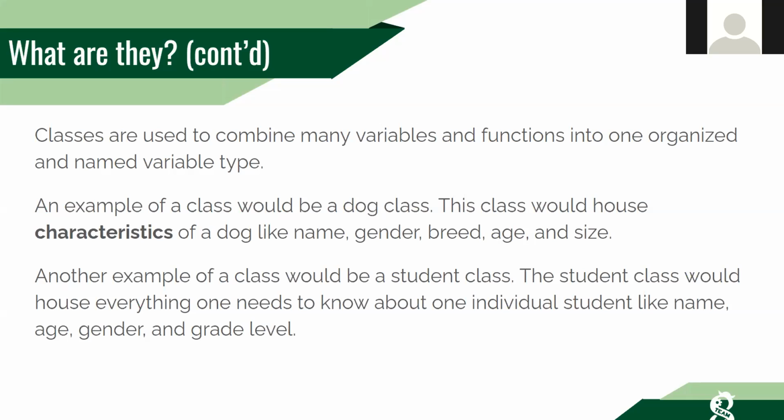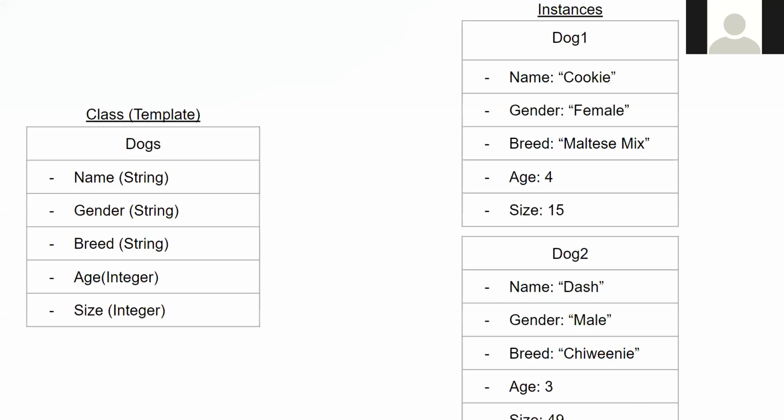It could have the name could be a string, the gender could be a string, its breed could be a string, and the age and size could be ints or floats. So you could do this with a student, which could also have a name, age, gender, and grade level in the same way as a dog. Then you can have multiple students, and each student could have different name, age, genders, and grade levels, and you could store them all or use them all for different purposes.